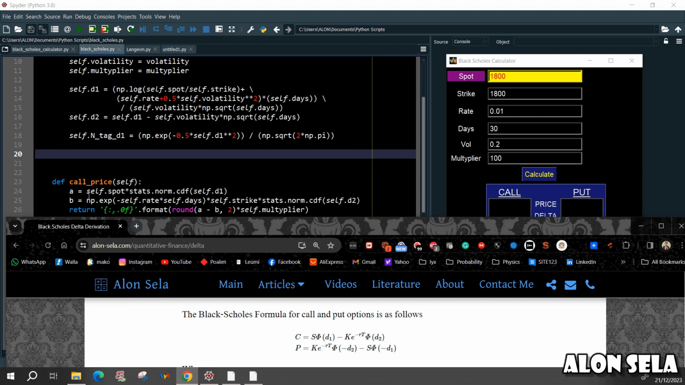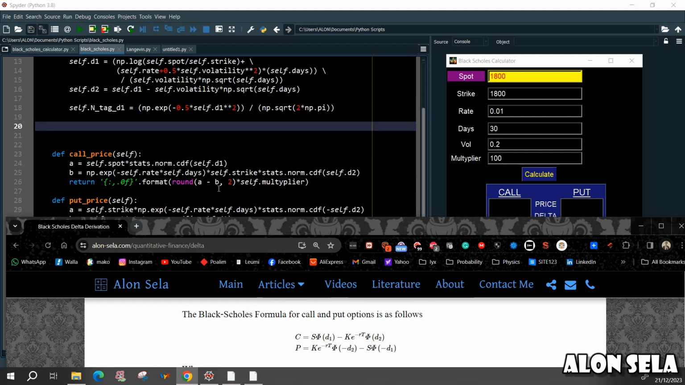So the call price will return A minus B, meaning this expression minus this expression. So we will get the call price, and I wanted to make it a little bit more aesthetic, so I just formatted it so I have no figures to the right of the point.